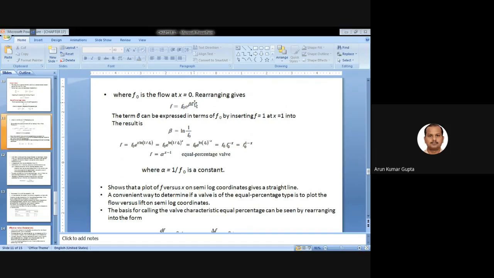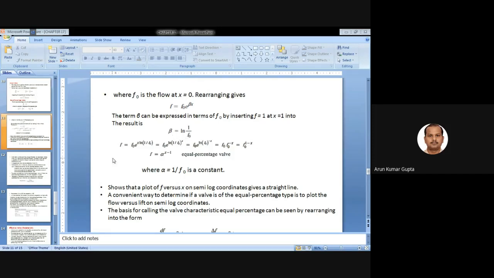If you put x equal to 0 and f equal to 0, then beta will be some kind of 0 or that value. So to avoid this, we can give some constant, that is f naught. It will solve this. Otherwise, beta will be infinite. So as you can see mathematically, if you put x equal to 1, f equal to 1, then beta will be ln 1 upon f naught.